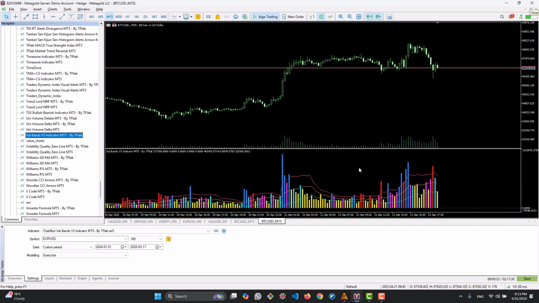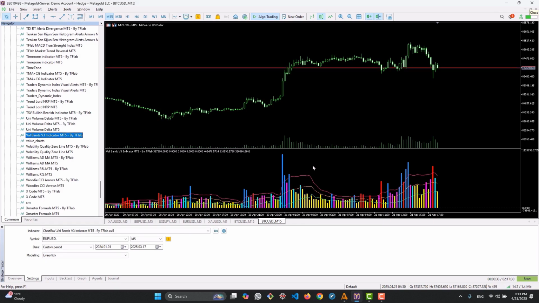When the colors are red, like pink and red, it indicates a downward trend. Pink represents a weak downward trend, and red represents a strong downward trend. We also see lines here, which are the calculation of the Bollinger bands over the length of the candles.